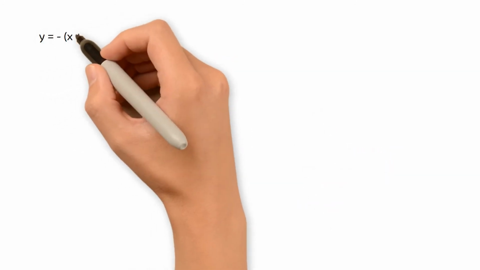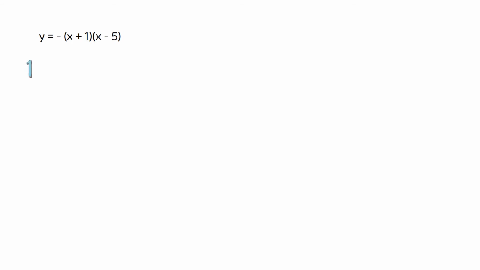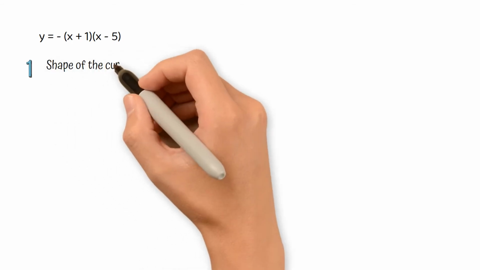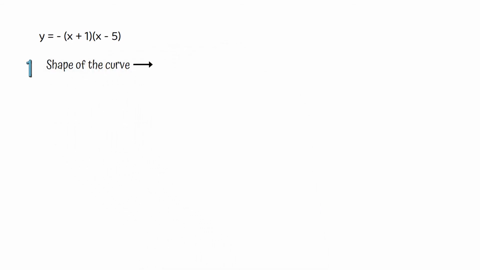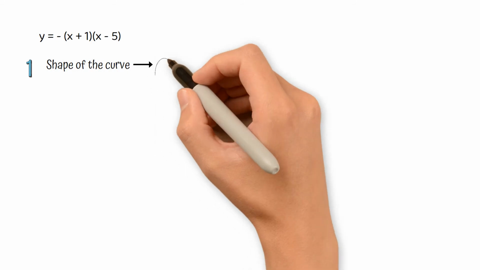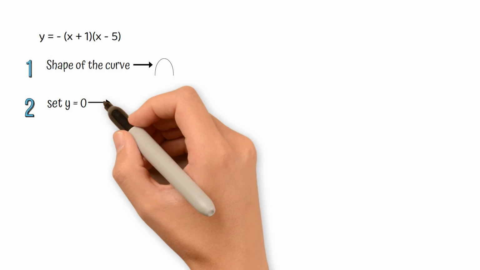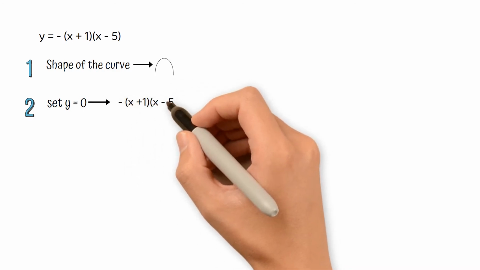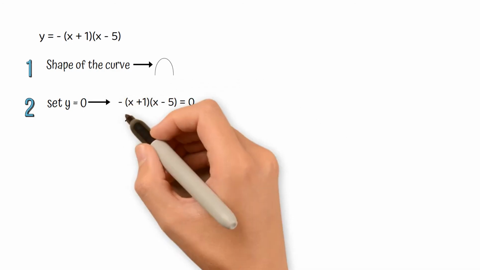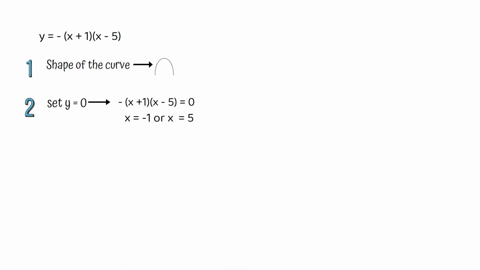What happens if your quadratic equation is in factorized form? We follow the same steps. Step 1. Determine the shape of the curve. Since the quadratic function has a negative quadratic term, it will be a parabola that opens downwards. Step 2 is set y equals to 0 to determine the x-intercepts.